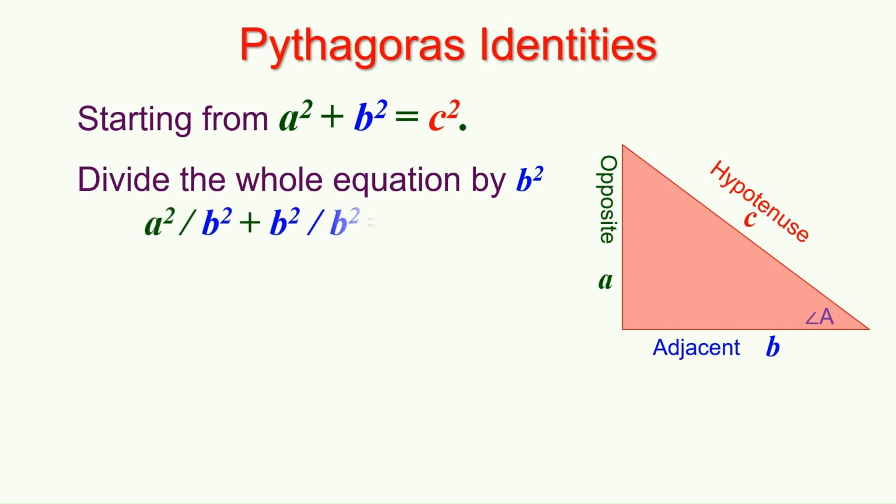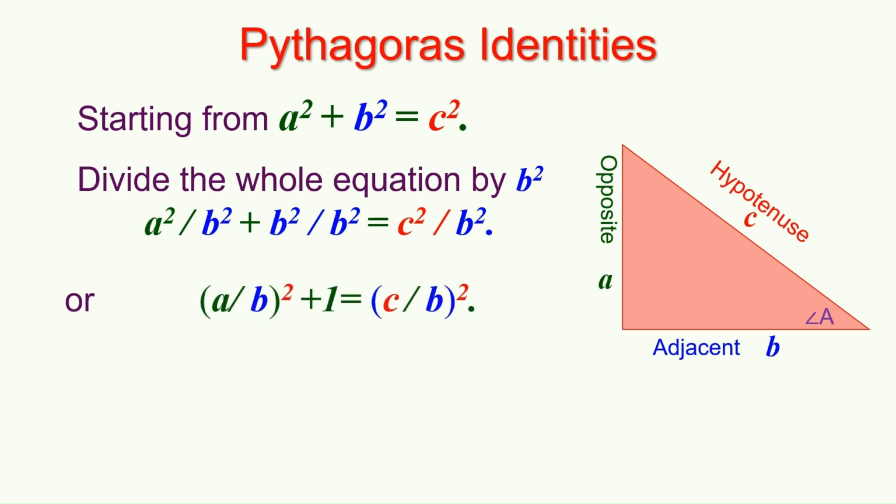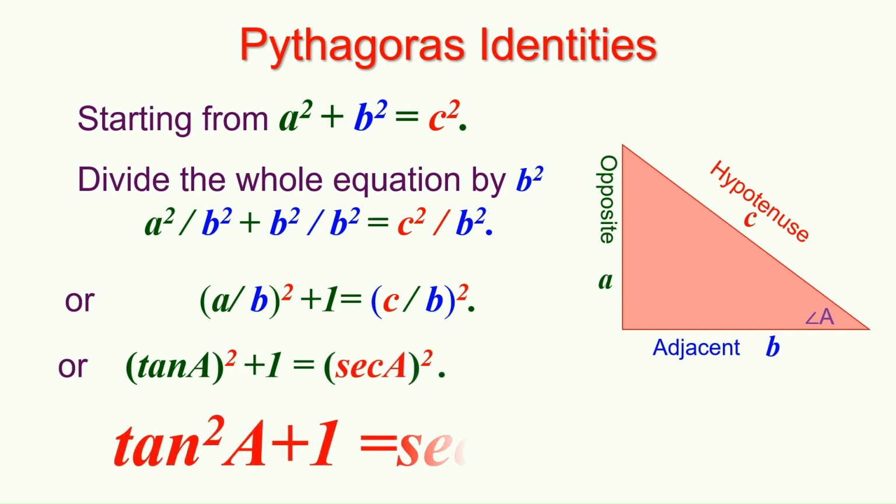Starting from Pythagoras' theorem, a square plus b square equals c square, we show here the identity. Third is tan A square plus 1 equals sec A square.